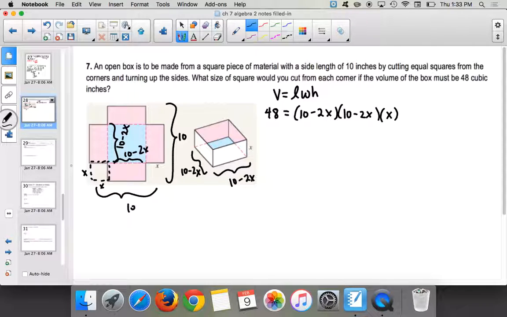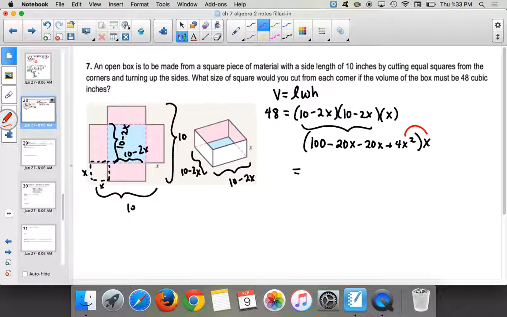Okay, so there are ways to use a graphing calculator to solve this. We're going to talk about how to solve it using our rational roots theorem, right? The p over q. So we're going to FOIL it out first. So I'm going to have 100 minus 20x minus another 20x plus 4x squared. And I'm going to multiply by x.